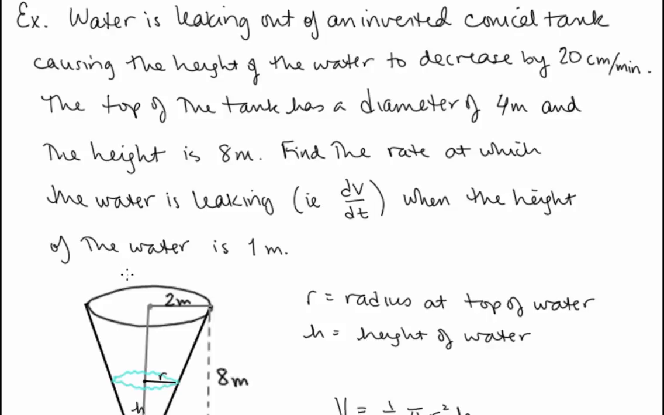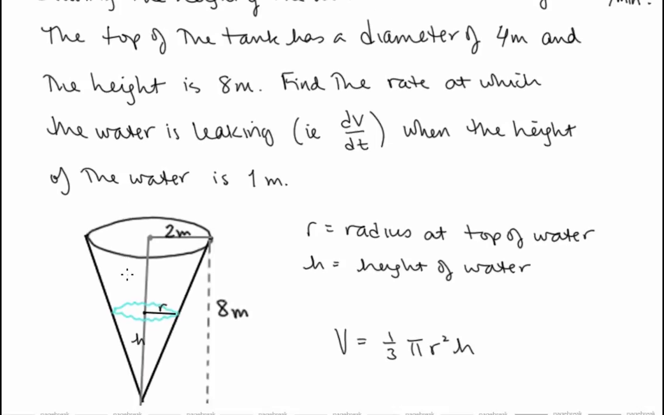We have an inverted conical tank. It says the top of the tank has a diameter of 4 meters, so I'm going to put my radius here at 2 meters for the top of the tank. And the height of the tank is 8 meters. Now this is talking about the size of the tank, and so those values are fixed. The values that change, however, are the height of the water, that's h, the radius at that height, and of course the volume, V. So we need an equation involving h, r, and V. And so we have for a cone, volume is 1/3 pi r squared h.